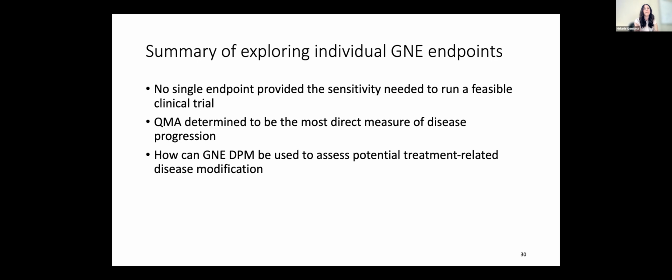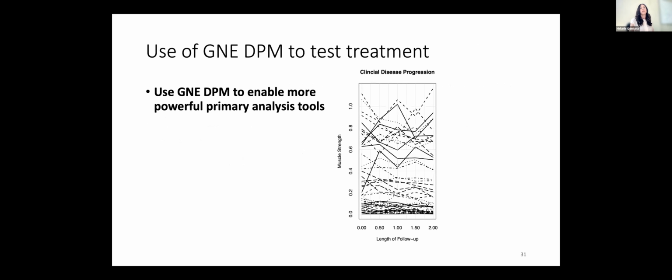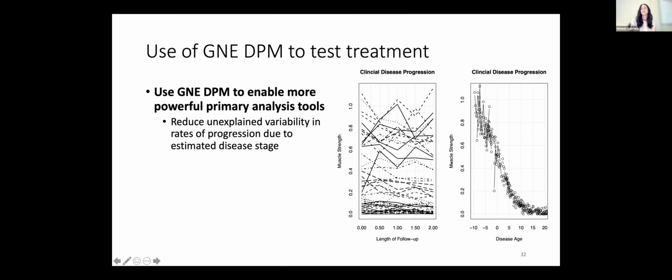So the question became, how can we actually use this GNE disease progression model to assess if a treatment is working or not? Can we use this joint model that we've built, where we adjust for the disease stage of different individuals, to actually determine if a treatment works? To give you some intuition for why we think it's a good idea: if we are able to use this GNE disease progression model to study a treatment, we believe it would provide more powerful analysis tools because we're able to predict and understand disease stage.